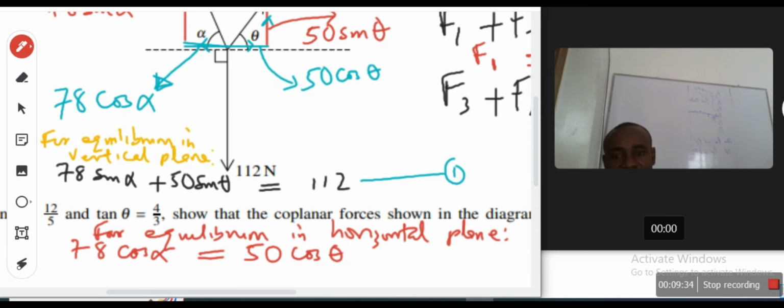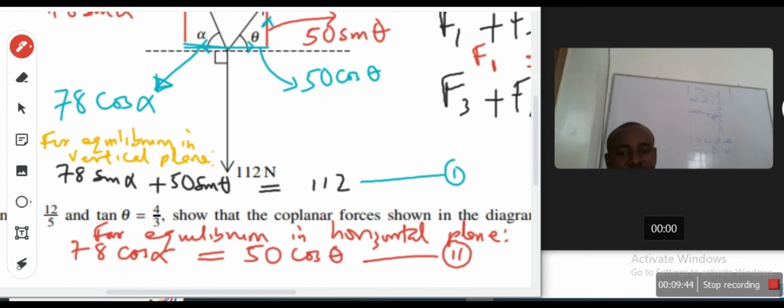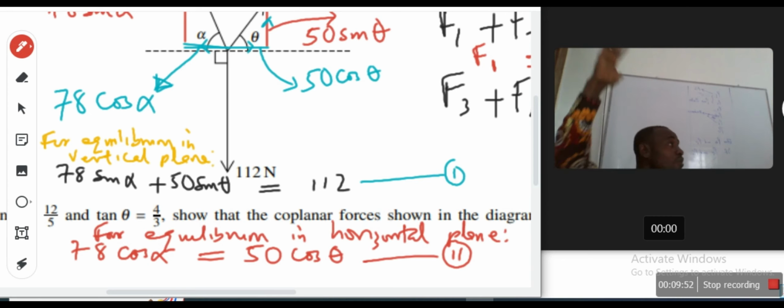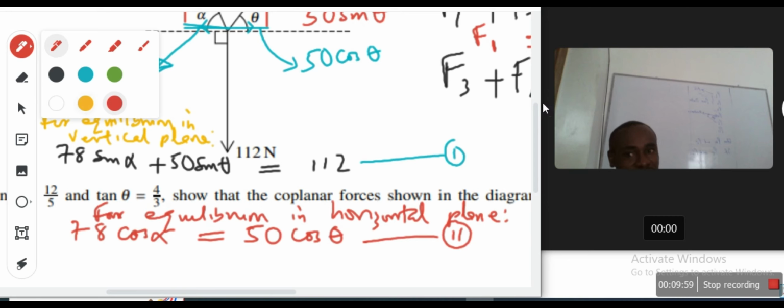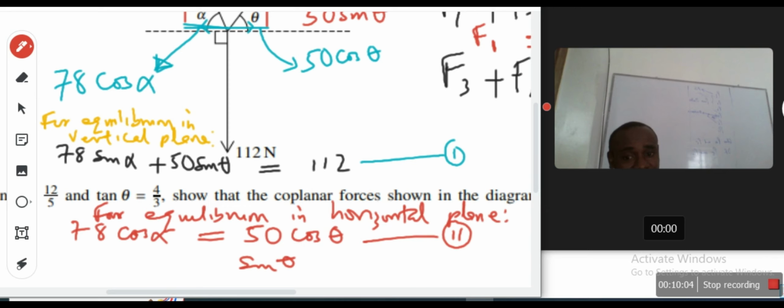I think it is easier to solve this equation too. Cos alpha over cos theta will give you, no, they are different angles. Sometimes if those things are not given, you can actually do equation 1 over equation 2 to get something that will cancel out. You will see questions like that in the course of your work. Sometimes you may do equation 1 over equation 2 and you find sine theta over cos theta. What is sine theta over cos theta? Trigonometry identities.